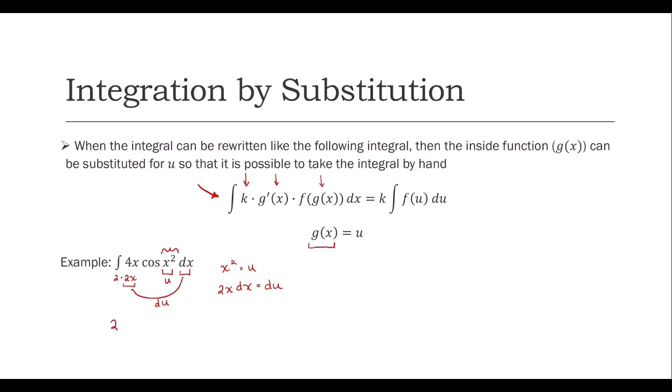So if we pull the 2 out front, we have 2 times the integral of the cosine of x squared times 2x dx. So then that's u, and this is du. So we have 2 times the integral of the cosine of u du, which equals 2 times the sine of u plus c. So now we want to substitute back in our u. So then this is going to equal 2 times the sine of x squared plus c. So that's how you would find your integral using substitution.